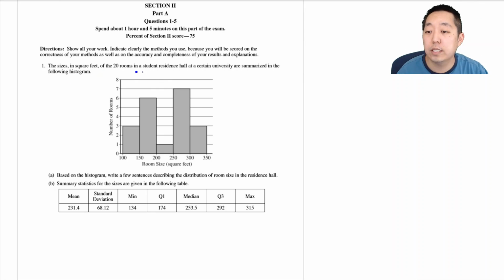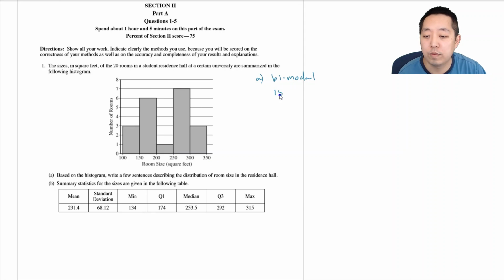So we have the size in square feet of 20 rooms in a student residence hall at a university, summarized in the following histogram. Based on the histogram, write a few sentences describing the distribution of room size. In general, when I would answer something like this, I would say it needs to be bimodal. You don't have to use the word bimodal. I don't even know if that's an AP Statistics word, but bimodal means there's sort of two centers.